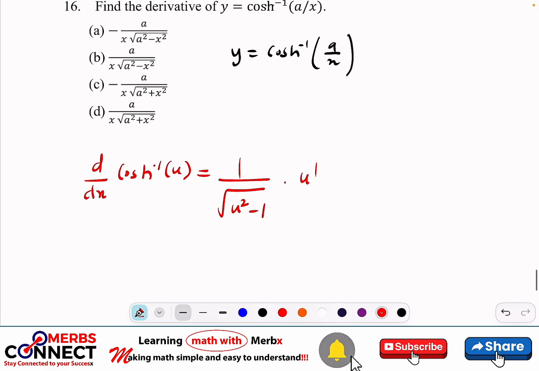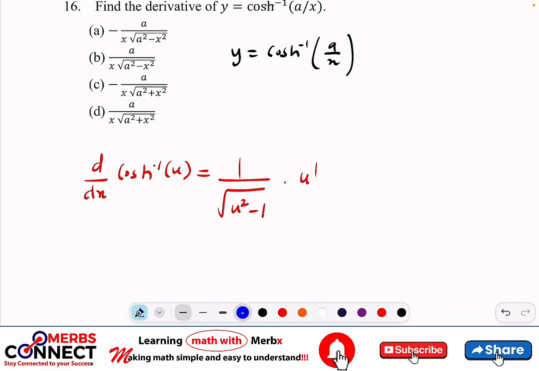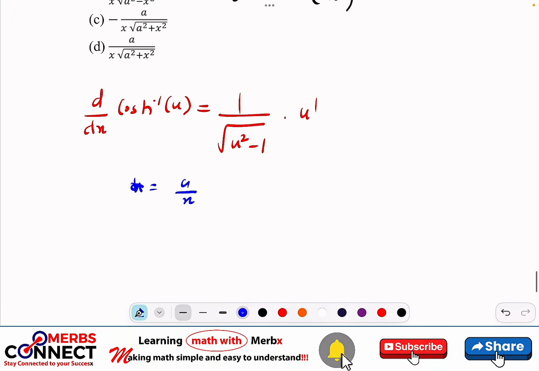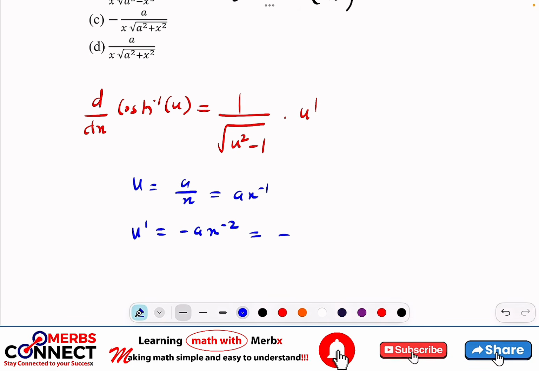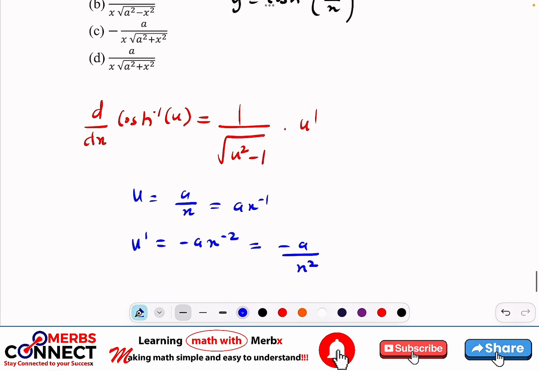So when you compare this to this, we see that our u is equal to A over x. We need u prime, and we are differentiating with respect to x. Now this is the same as a x to the power minus 1. So u prime is going to be minus a x to the power minus 2, and this is the same as minus a divided by x squared. All right, so let's do substitution and then we are done. Let's do that.